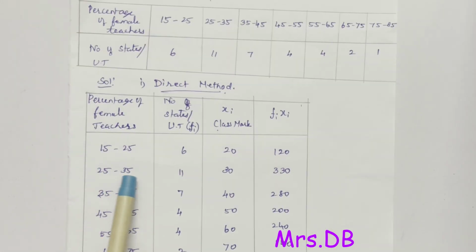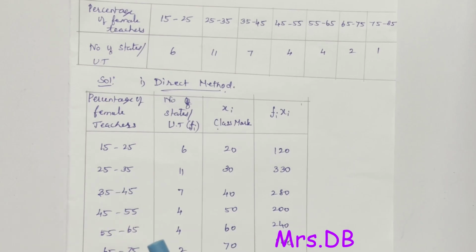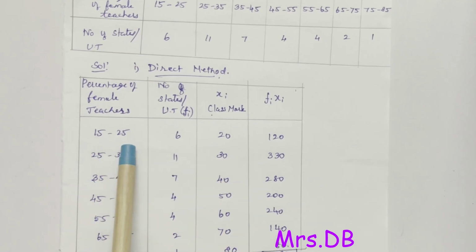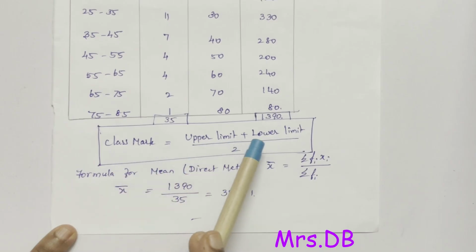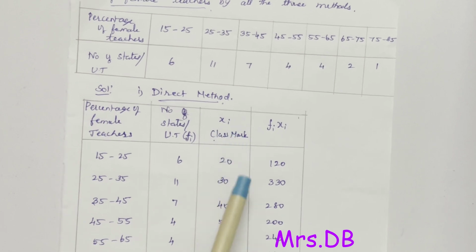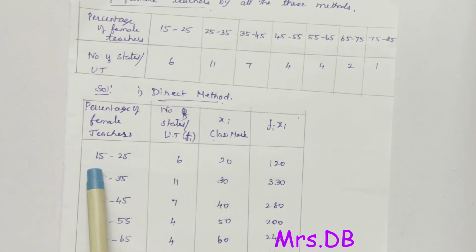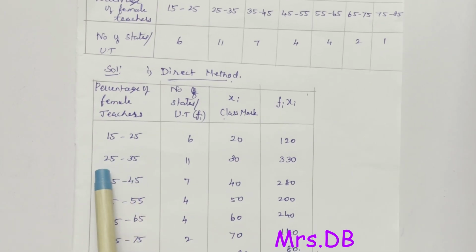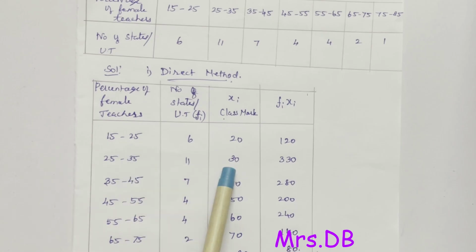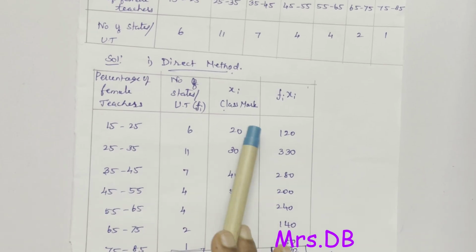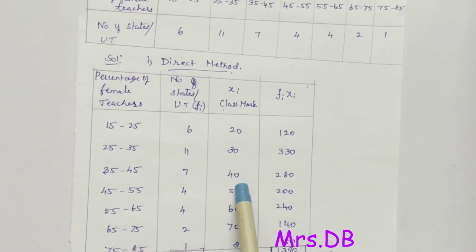Here the interval is given. So with the interval we cannot do anything. There must be a single number, that is the class mark. Class mark is upper limit plus lower limit by 2. This is xi. So I have written xi here in the third column. 25 plus 15 is 40, 40 by 2 is 20. 35 plus 25 is 60, 60 by 2 is 30. So upper limit plus lower limit by 2 is the class mark. That is xi.